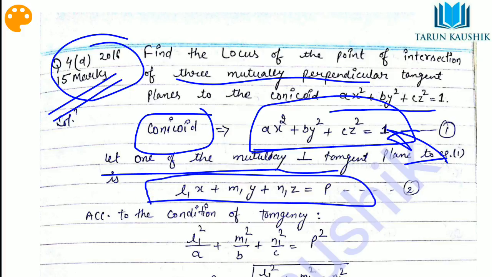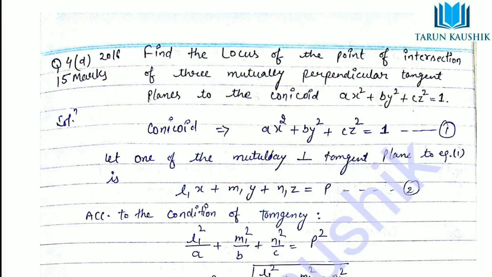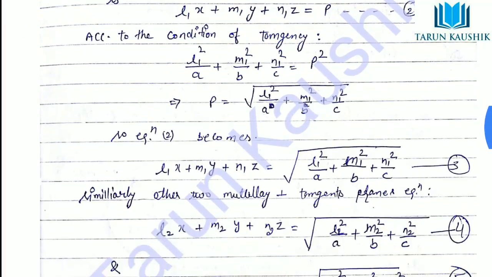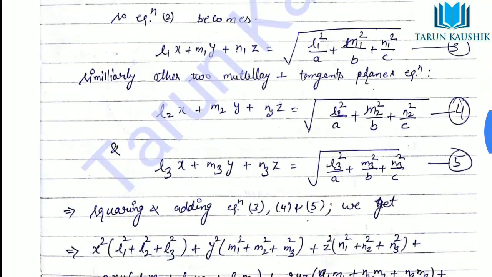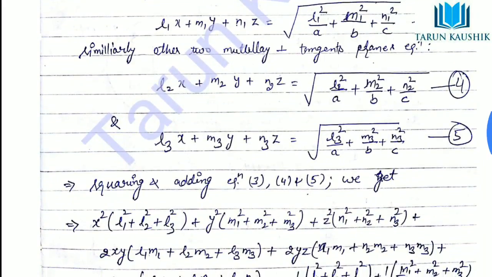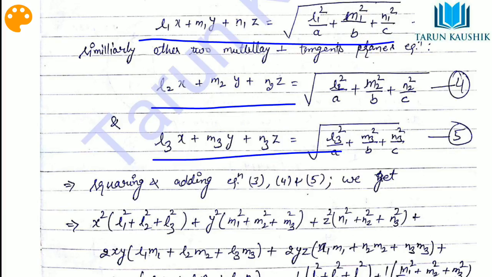given by the equation l1x plus m1y plus n1z equals p. According to the condition of tangency, l1 square divided by a plus m1 square divided by b plus n1 square divided by c equals p square. From this we can calculate the value of p. Now we substitute this value back into the equation of the plane using the condition of tangency, and similarly the three equations become the same in this form.